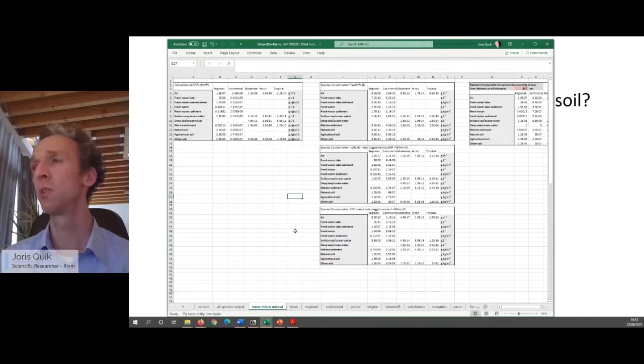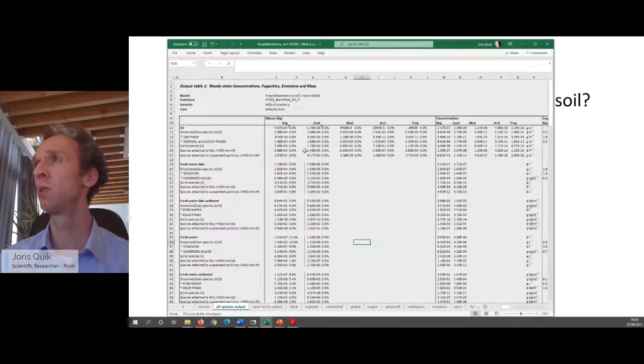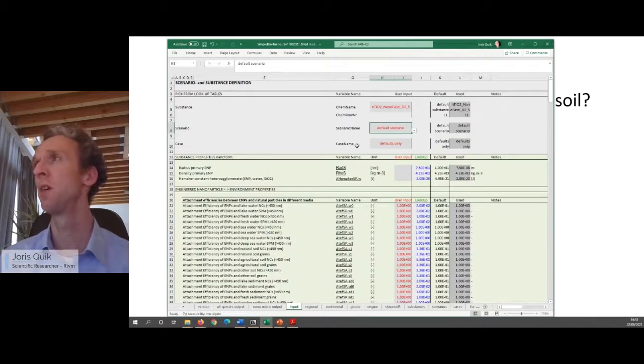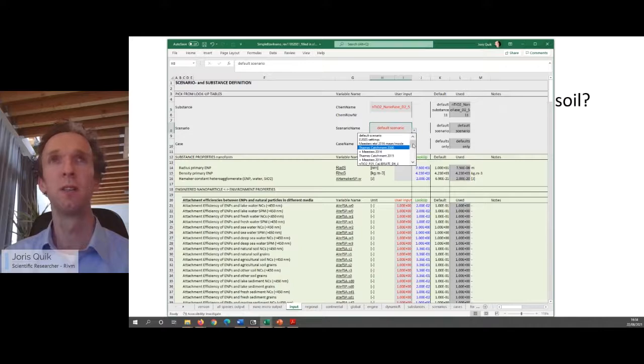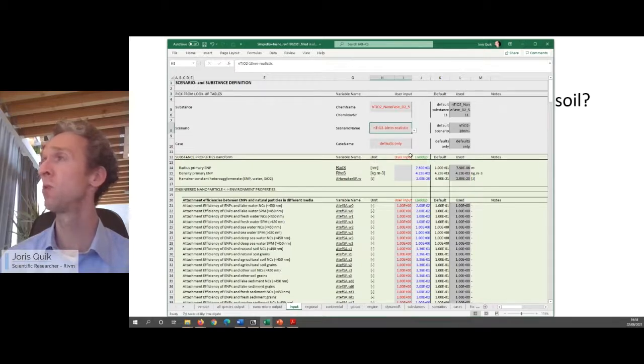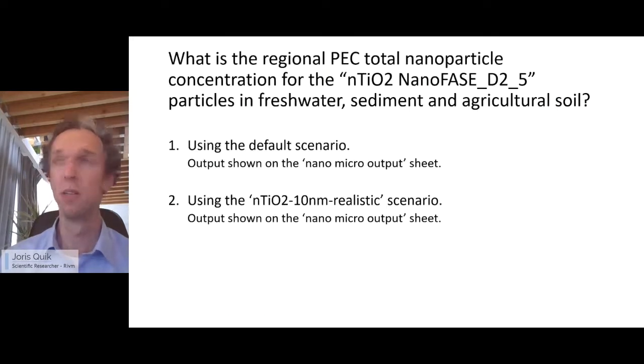That's where the calculations go for the nanomaterials. All the outputs are shown here, but for now, we are only interested in the nanomaterial concentrations. What makes it a bit more interesting is to use a scenario with actual emission rates, as predicted within the Nanophase project by EMPA. You can do that by going to the next scenario, which is the nanotitanium dioxide 10 nanometer realistic scenario.